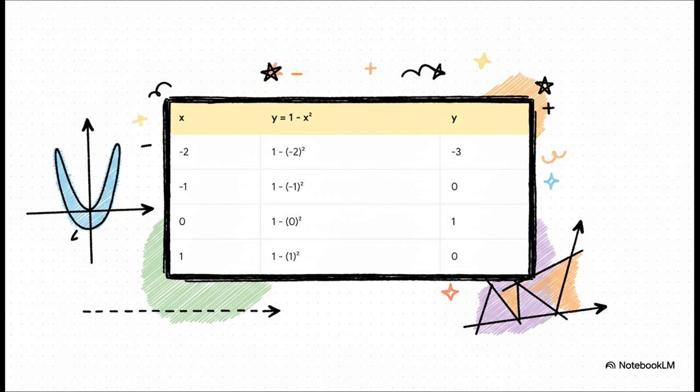Now here's what's really interesting. When we make our table of points for this one, look what happens. When x is -1, y is 0. But get this, when x is +1, y is also 0. The graph is perfectly symmetrical. This squaring action creates this beautiful mirrored curve that we call a parabola.